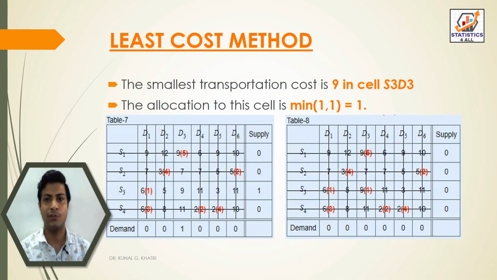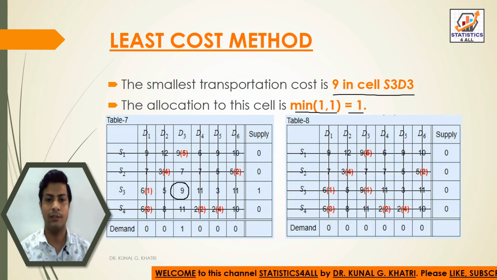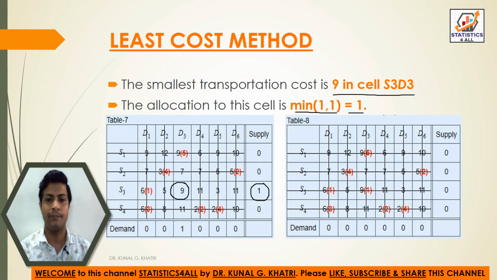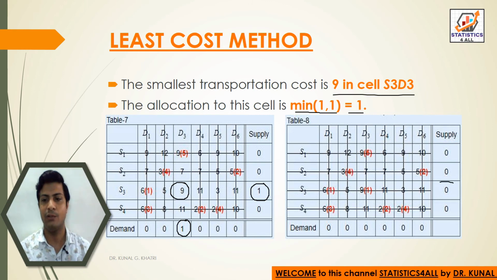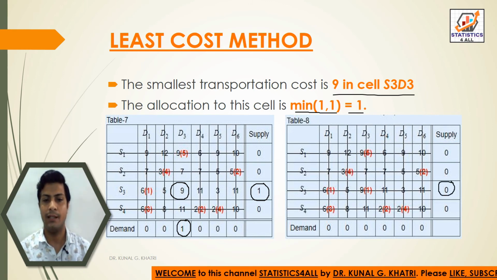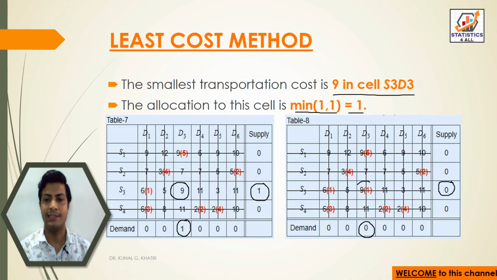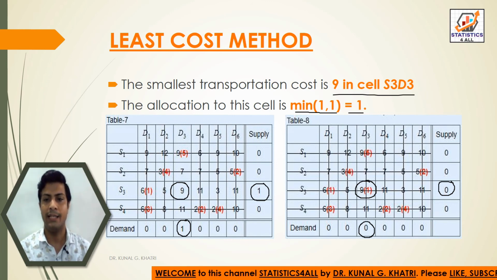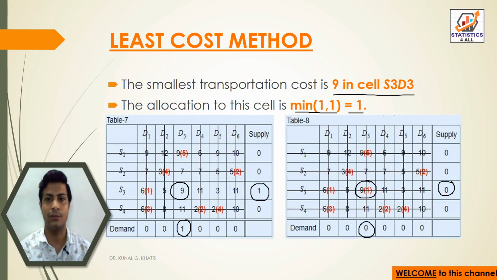Now the smaller transportation cost is 9 in cell S3D3. Your S3D3, that is equal to 9. The allocation to this cell is minimum of 1 and 1, and both are equal. So your supply is 1 and demand is also 1. So now 1 minus 1, here we get value 0, and in demand 1 minus 1, that is equal to 0, as you allocate 1 in S3D3. So we cut third row and third column, both are 0 because demand and supply both are 0.